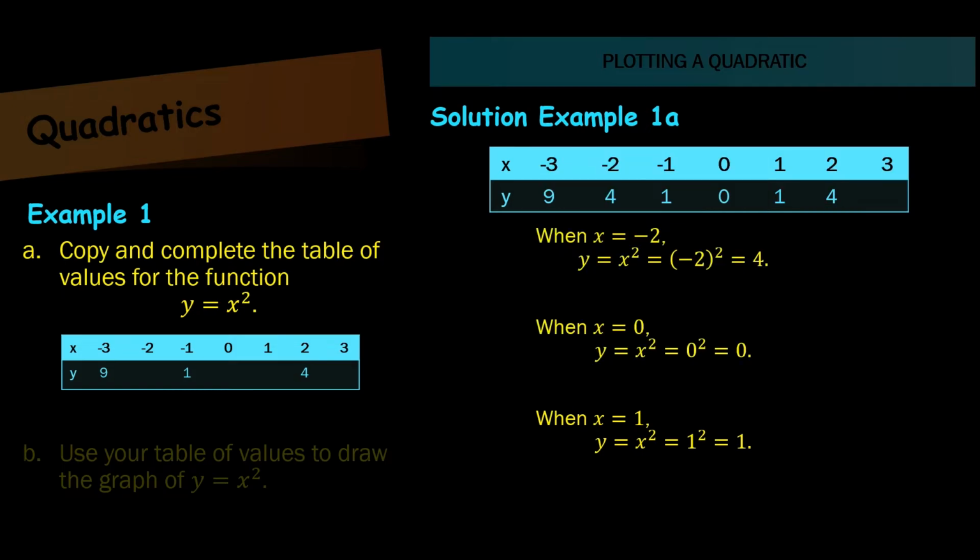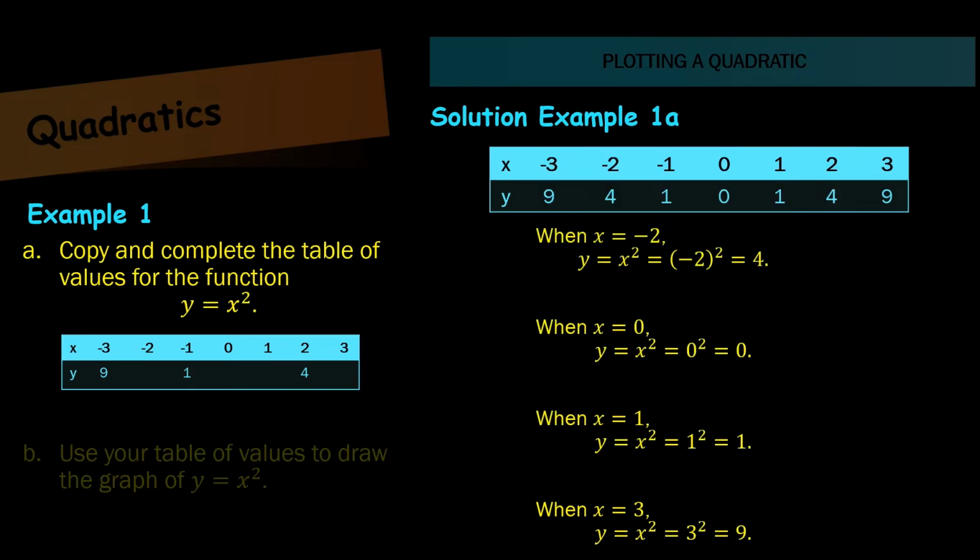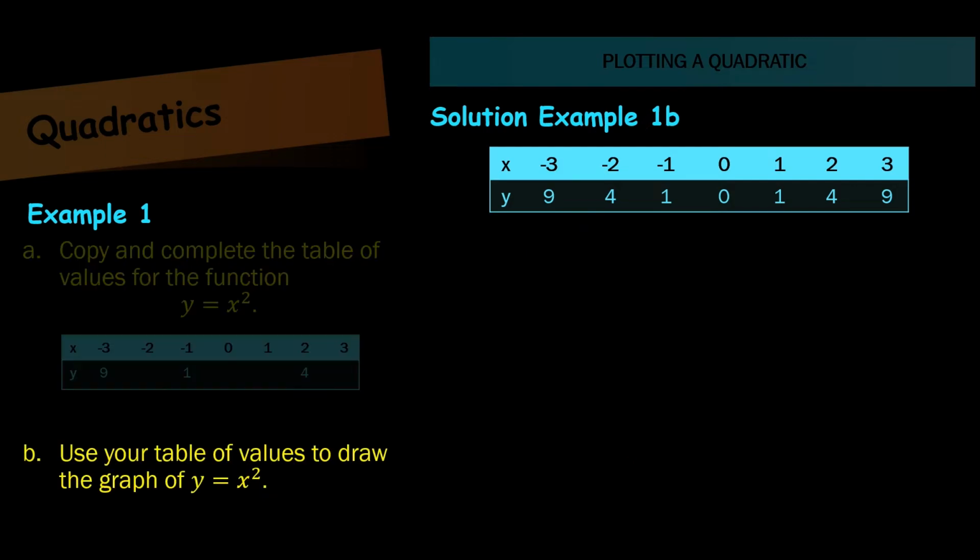Finally, we're going to find the value of y when x equals 3. So when x equals 3, y equals x squared equals 3 squared, which equals 9. And again, we pop that into the table as shown. So here's our complete table. We can now move on to part B and use our table of values to draw the graph of y equals x squared.